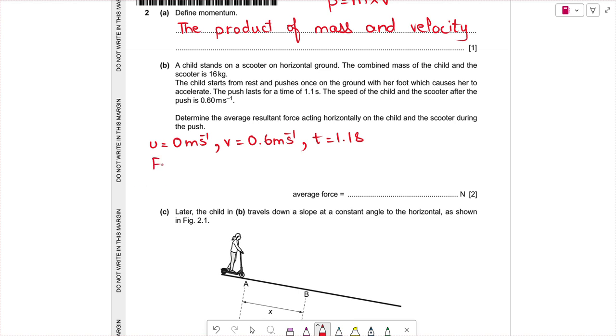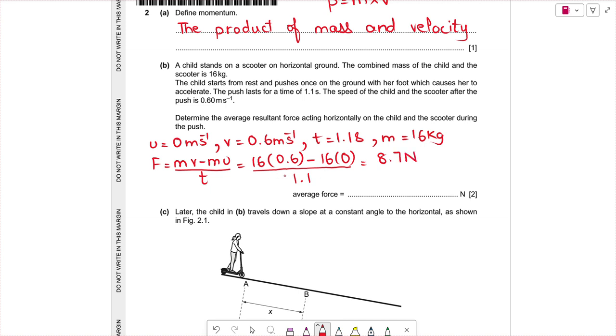The formula is F equals (mv minus mu) over t, where m is the mass, v is the final velocity, and u is the initial velocity. If we put the values in the formula, the mass is 16 kg. So m is 16, final velocity is 0.6, minus 16 times 0, whole divided by 1.1. So we get 8.7 Newton. You can put this entire expression in your calculator and it will give you the final answer, that is 8.7 Newton.